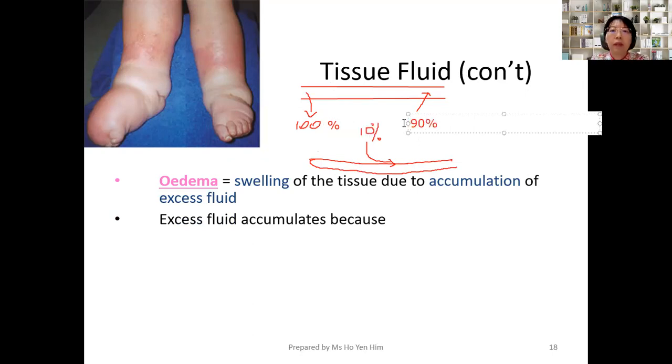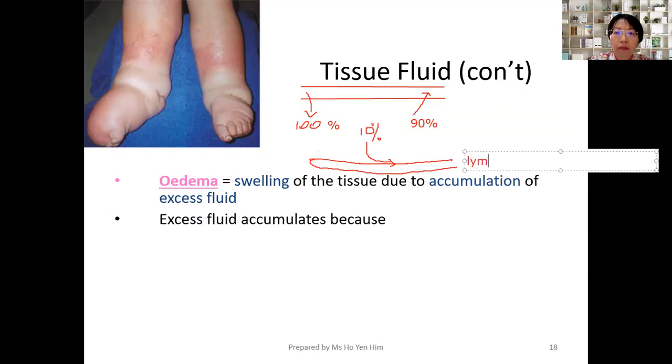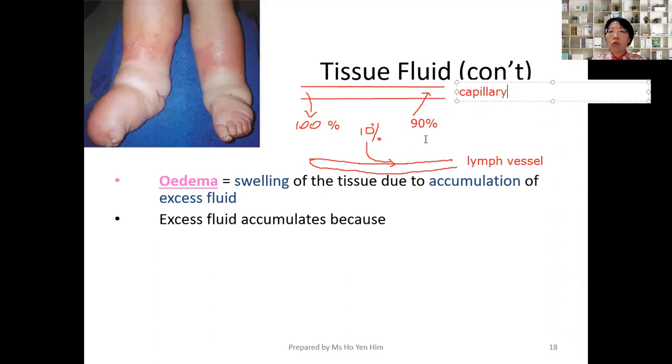90% goes back into the capillary, 10% drains into the lymphatic vessel. Okay, so this is the capillary. Usually if this process happens efficiently, we will not expect to see any part of the tissue become swollen for a long time. But if the tissue becomes swollen for a long time, that means something must already be wrong in our body. The excess fluid starts to accumulate in our tissue.